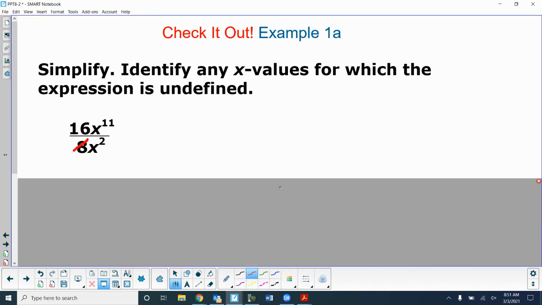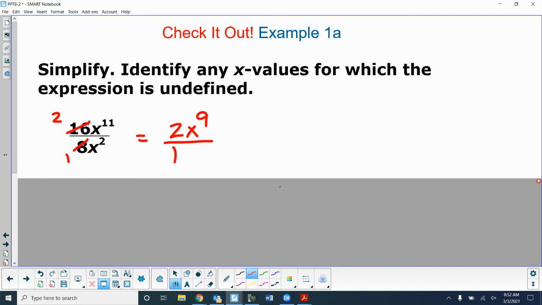All right, so 8 goes into 8 once. 8 goes into 16 twice. So 2 up top. You can put the 1 in the bottom if you want. You don't have to, but that's okay. And then what do you do with the exponents? Subtract. Where does the x stay? Top. Why? Bigger exponent, right?